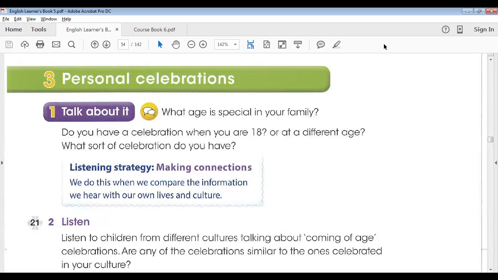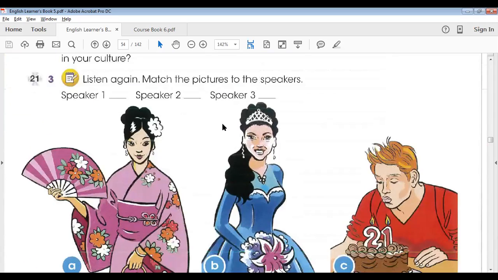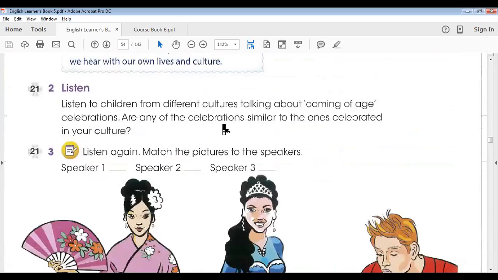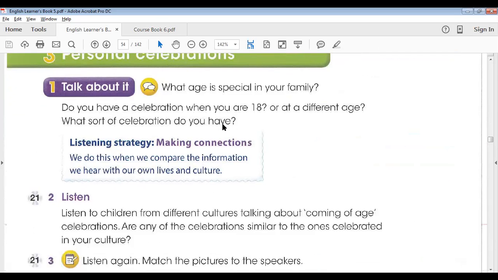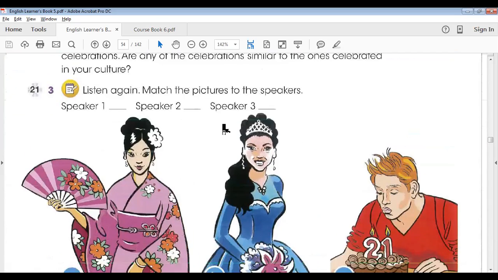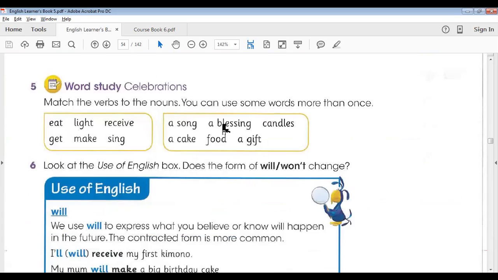Today we resumed our lesson 3, English Student Book, Unit 4, pages 54 and 55. In last class we discussed lesson 3 questions 1, 2, 3 and 4. And today we resumed our lesson from page number 55, Word Study, exercise 5.